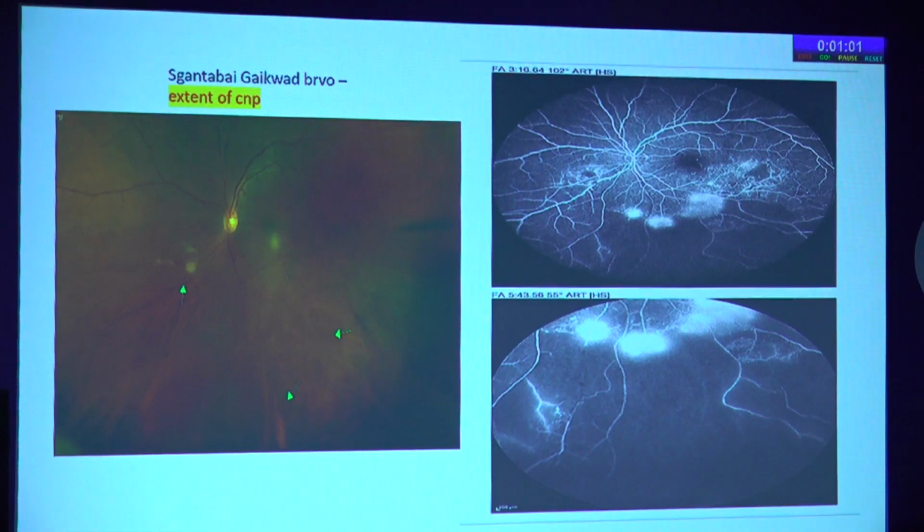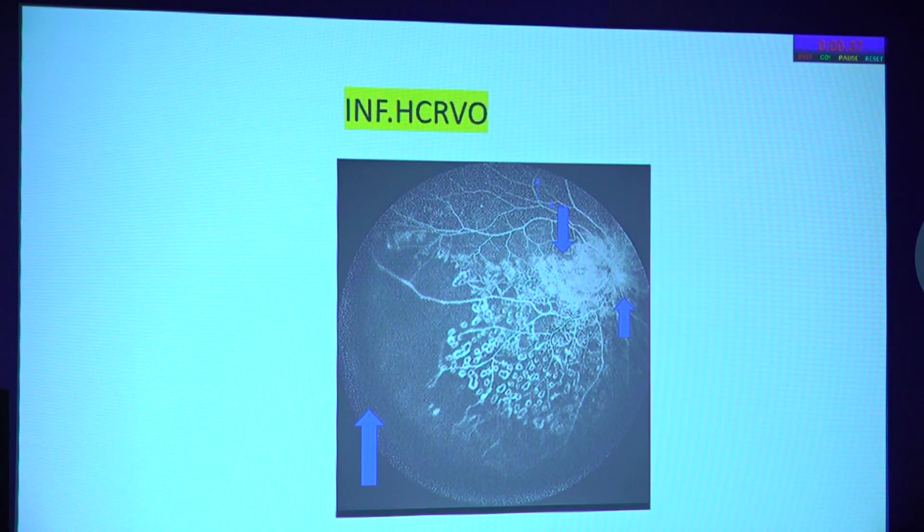Even in simple BRVO cases, we treat casually. How much to treat is not decided. We think it is only sectoral PRP. Now here you can see that a lot of area is remaining that did not need to be treated. Otherwise, usually we treat only that quadrant and expect that there will not be edema or further neovascularization and TRD.